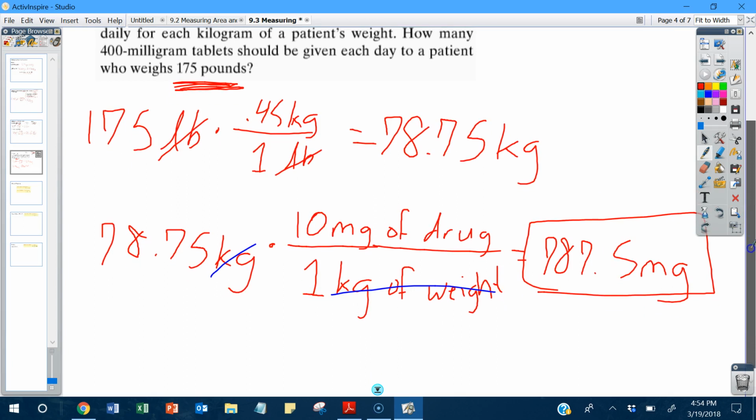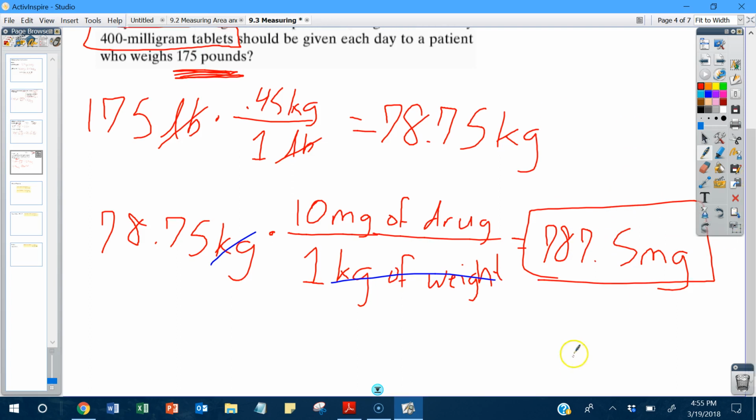I'm almost done. So the very last question says, how many 400 milligram tablets should they take? Now I have the total amount of the drug they need every day. I want to now convert that into 400 milligram tablets. So imagine dividing this number by 400 to see how many tablets we need.